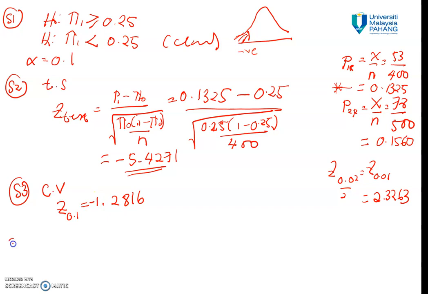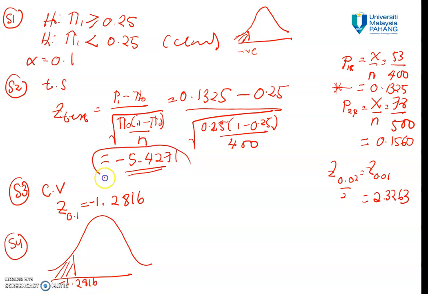Alright, so step number 4, rejection region. If you use a figure, you will have the same figure like this. So this area will be negative 1.2816. And then look at this value. Where is it? Is it on the dark side or the bright side? So this is negative 5, smaller than this one. So it will be on the dark side. So you will reject H0.